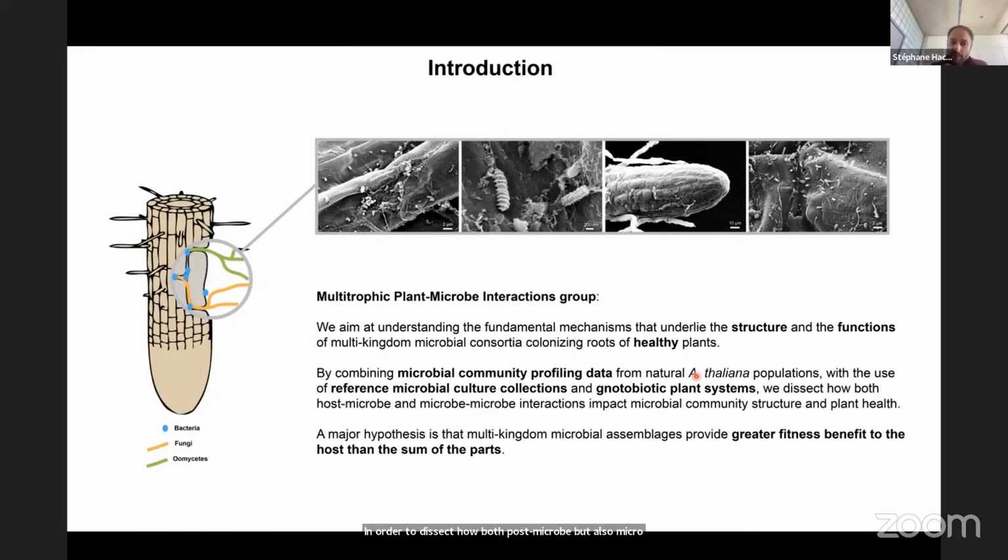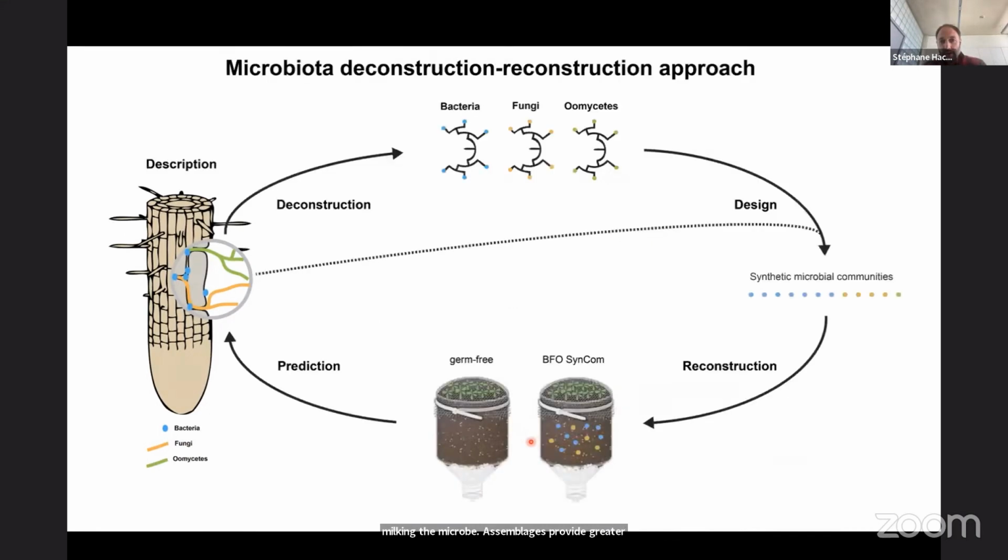I think a major hypothesis in our group is that multi-kingdom microbial assemblages provide greater fitness benefit to the host than individual communities. So over the last 5 years, my group has used what we call the microbiota deconstruction-reconstruction approach in order to better understand the assembly rules and beneficial functions of these complex microbial communities.